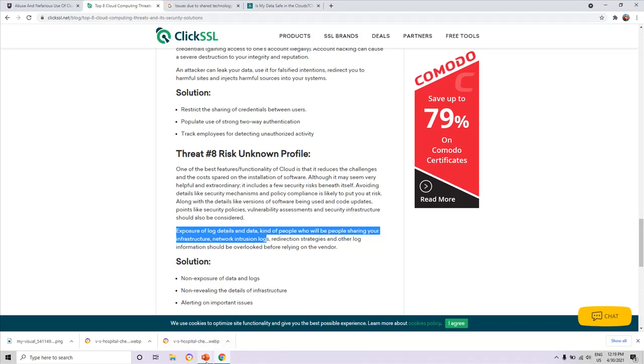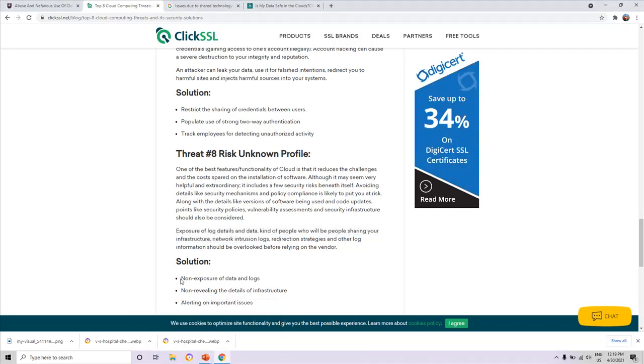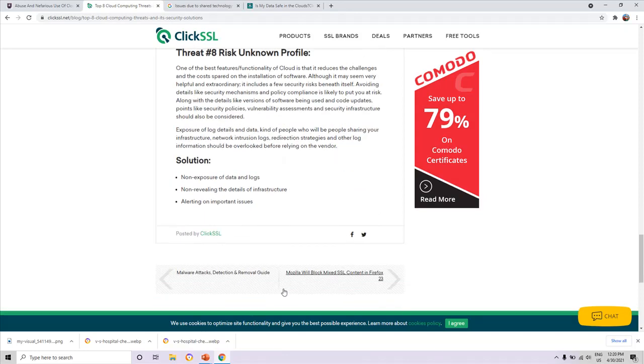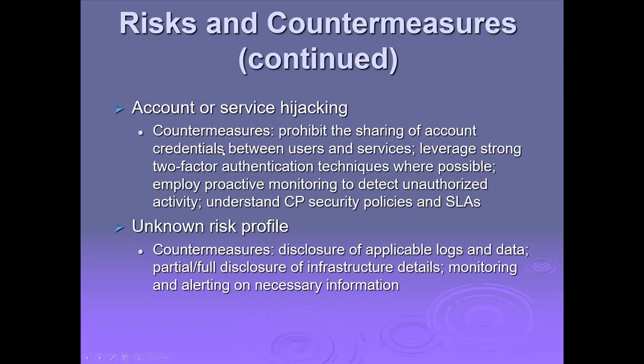So how to overcome this problem? Don't expose the data and logs to unknown people. Don't reveal the infrastructure of the cloud computing environment to others. When any important incident takes place, it should be immediately escalated to the cloud service provider, and it should be informed to the customers. So these are the different risks and countermeasures I have explained in detail. Just try to understand each risk factor and how it can be prevented. What are the different countermeasures? You should be knowing.